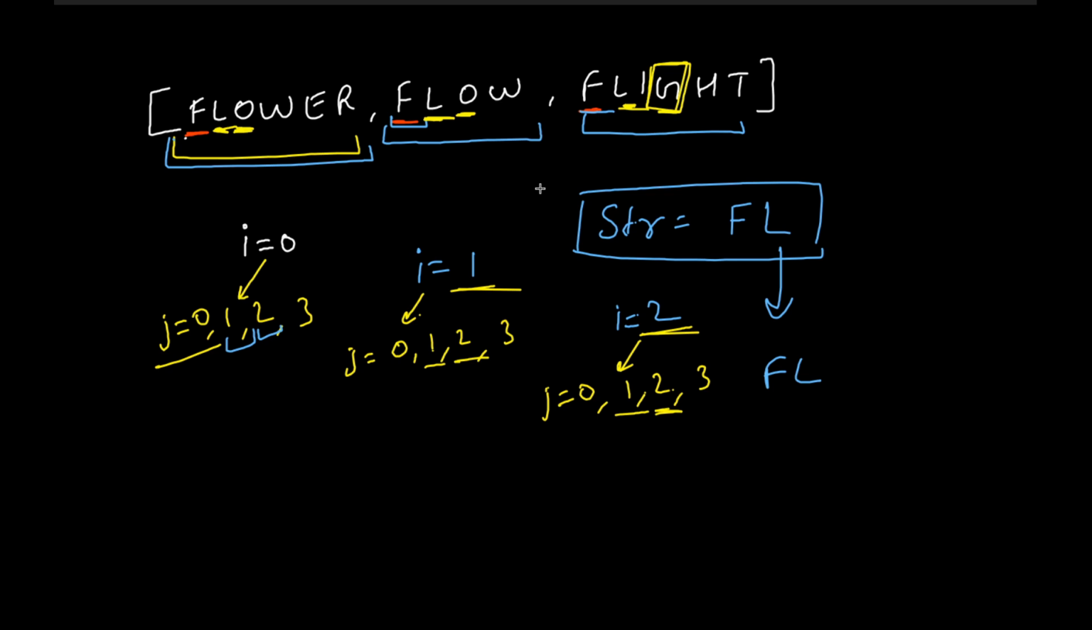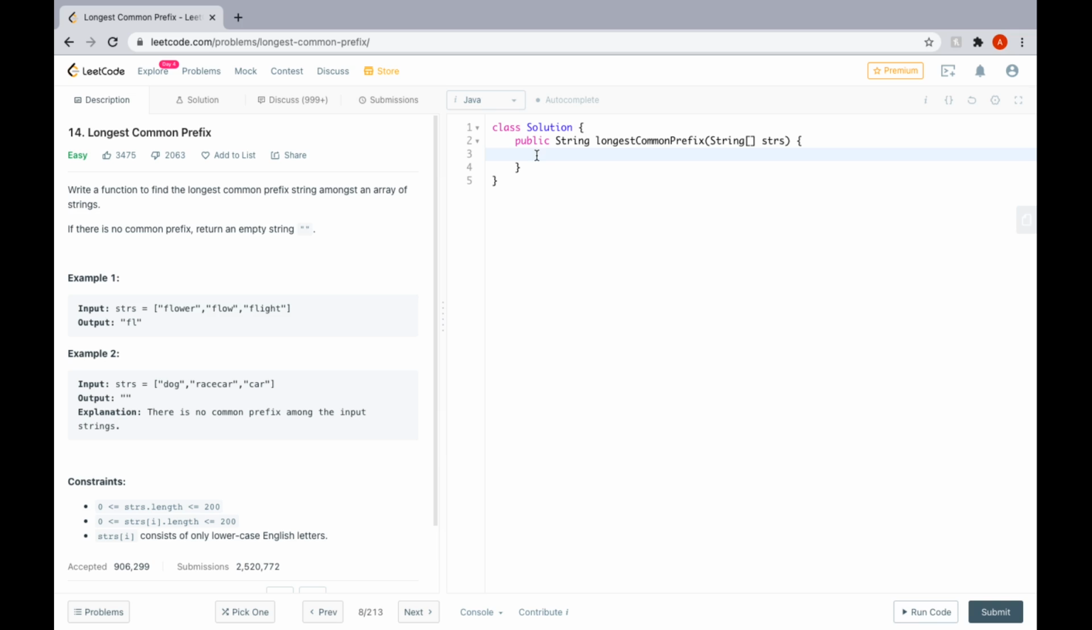Now let's see the code implementation for this one. If strs.length is 0, then simply return the empty string. Now we are going to create a StringBuilder. In Java, StringBuilder helps us create a string from scratch. New StringBuilder, right? This will help us create the string.